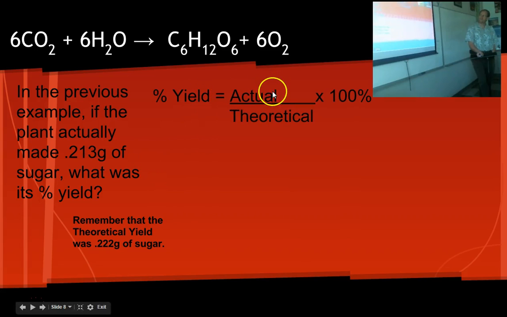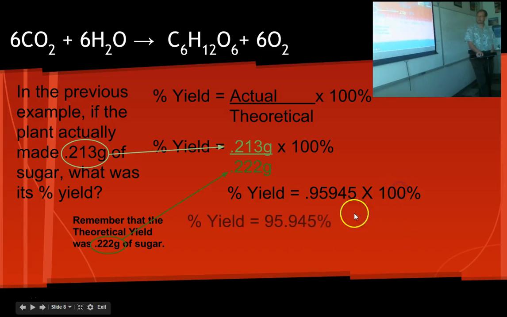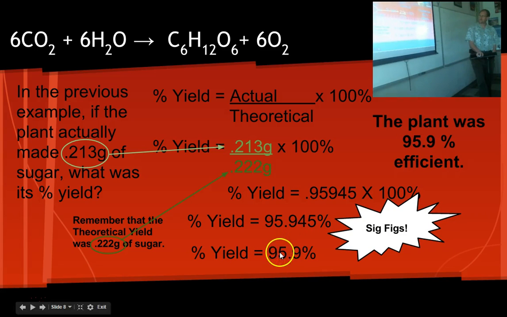So percent yield is actual divided by theoretical times 100%. So it actually made 0.213 grams. It was supposed to make 0.222 grams. So 0.213 divided by 0.222 times 100%. I get 0.95945 times 100% is going to be 95.945%, and I would need to correct for significant digits and say that I was 95.9% accurate, or 95.9% efficient, right?